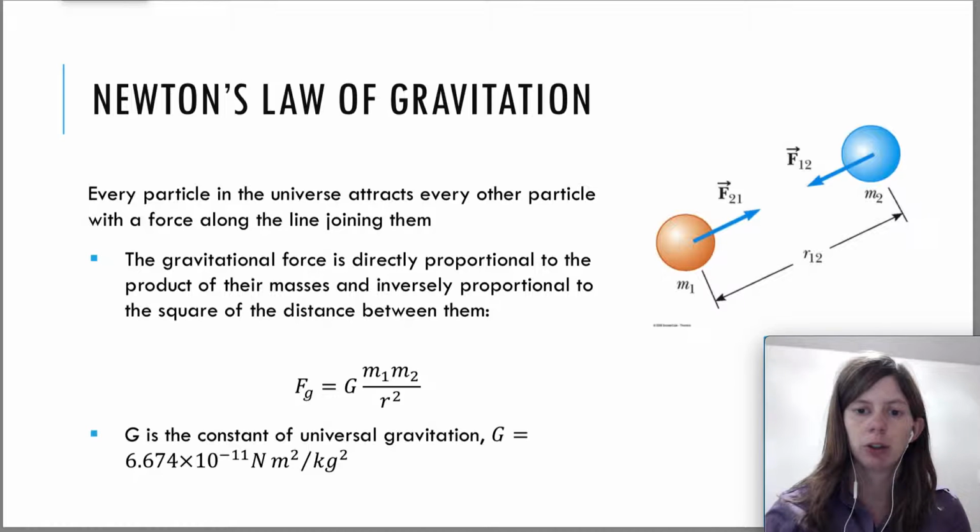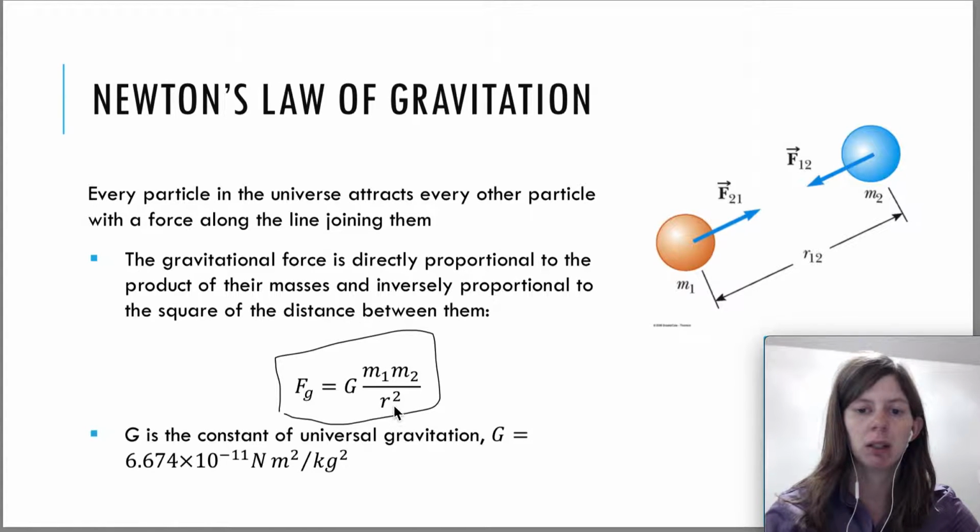And the amount by which they attract each other depends on how massive they are. The more massive, the more they're going to attract each other, and how far apart they are, which is r, the distance between the centers of the two objects. So we have the equation right here, F sub g equals G m1 m2 over r squared. You can see from the equation that the force depends directly on the masses because they're on the numerator, and the force depends inversely on the square of the distance.